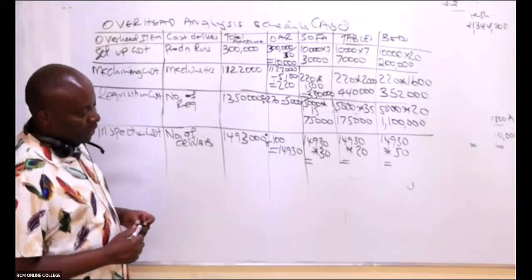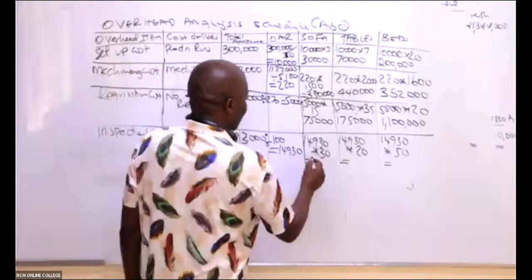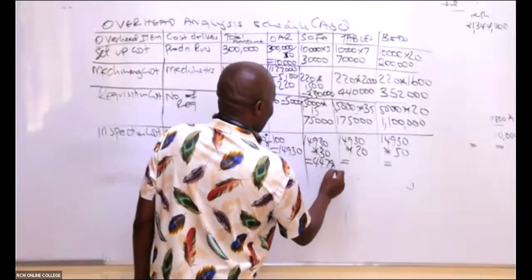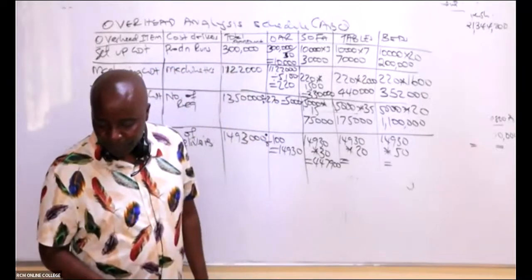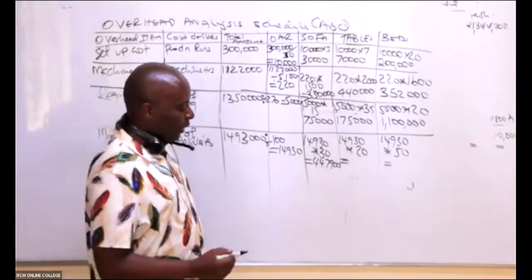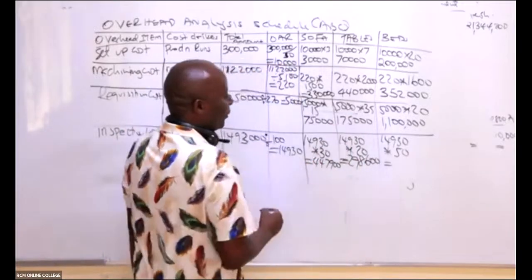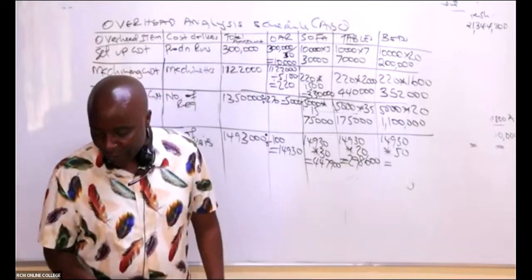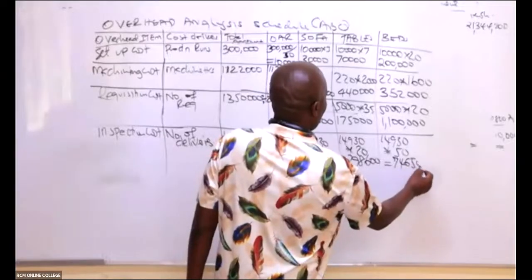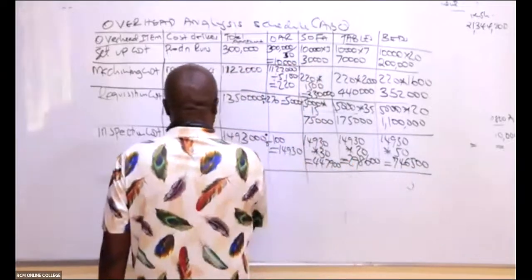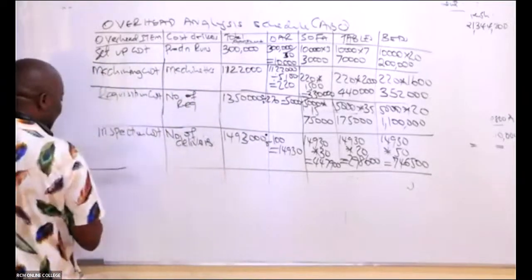So 14,930 times 30 gives me what figure at the end of the day? 447,900. Yeah. And then we have the second one, 298,600. The last one, 746,500. Thank you so much. Is that all, or do we still have other cost items? We have one more to go.